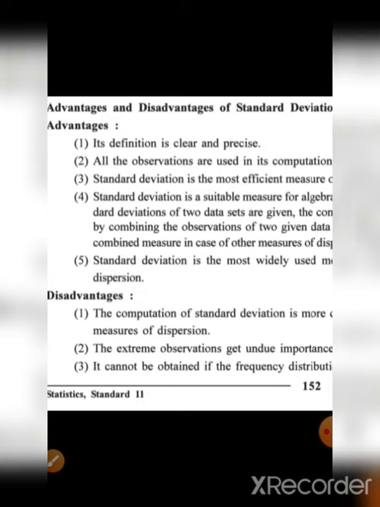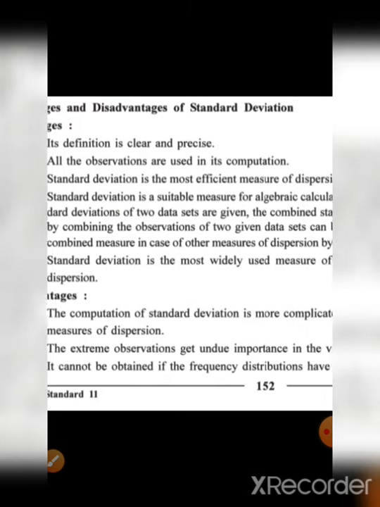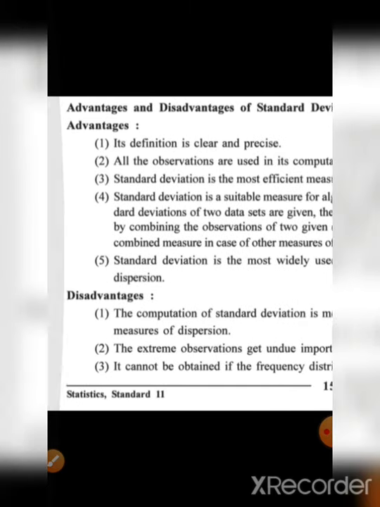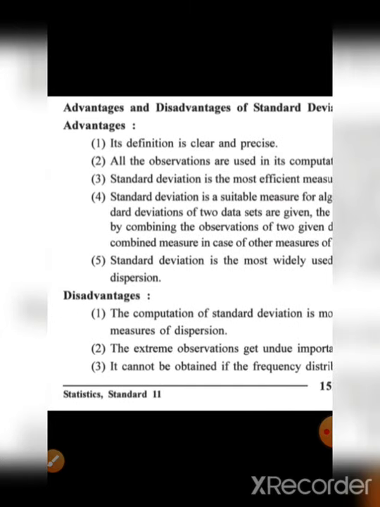See the fifth advantage: that standard deviation is the most widely used measure of dispersion among all the measures of dispersion. Yes, children. Whatever the measures of dispersion are, out of them you would find standard deviation is most widely used. Standard deviation is used more in comparison to the other measures of dispersion, and that becomes one of the advantages, right? So all these are the advantages of a standard deviation. Now we shall see the disadvantages, right?